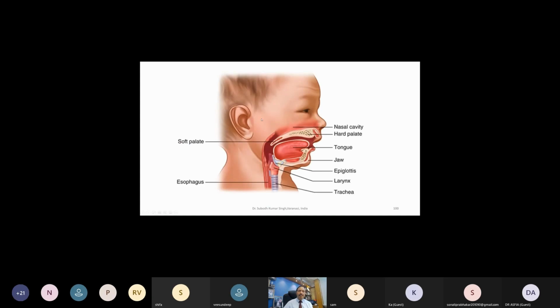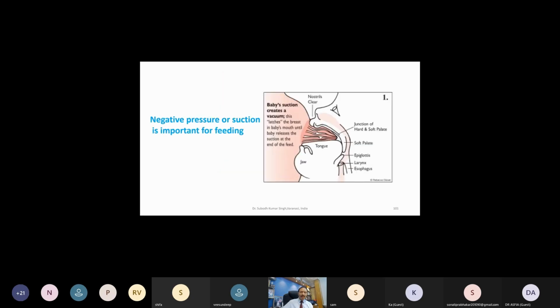So let us understand what happens to the feeding. This is a normal anatomy. This is the nasal cavity. This is the hard palate between the oral cavity and nasal cavity. This is the tongue, and this is the jaw. Here it is the epiglottis, the larynx, the esophagus, and the soft palate. You're aware of this anatomy, but what happens in the cleft?